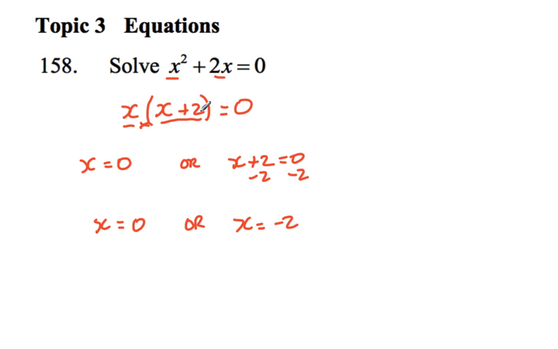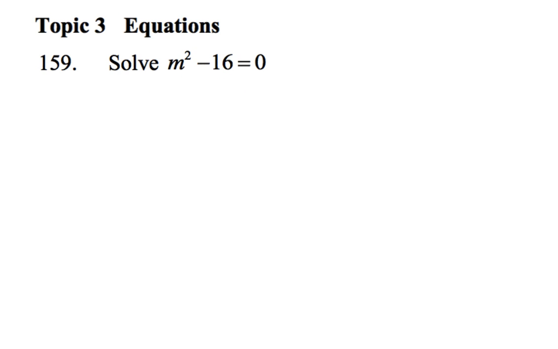So the only bit that we had to do there, other than the previous examples, is we had to do the factorizing, and then we followed that normal quadratic result thing where we have one thing equal to naught or the other thing equal to naught. And they're making us do some more factorizing here.